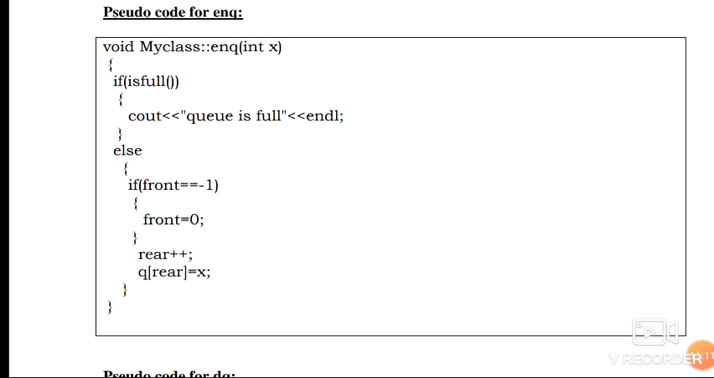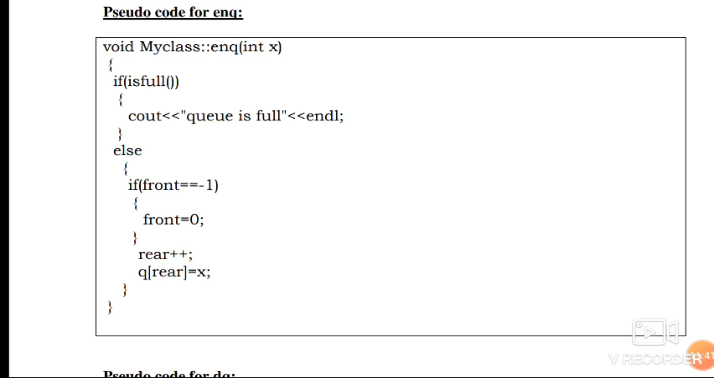Automatically the else part gets executed. We enter the else part. If front equal to -1, yes, because the current front and rear value is -1, front equal to 0, front comes at 0th index, rear plus plus, rear value also becomes 0. Q of 0 equal to 10, so 10 gets stored at Q of 0.